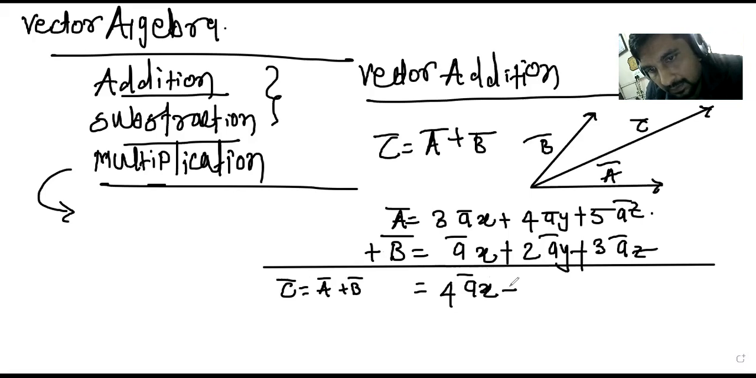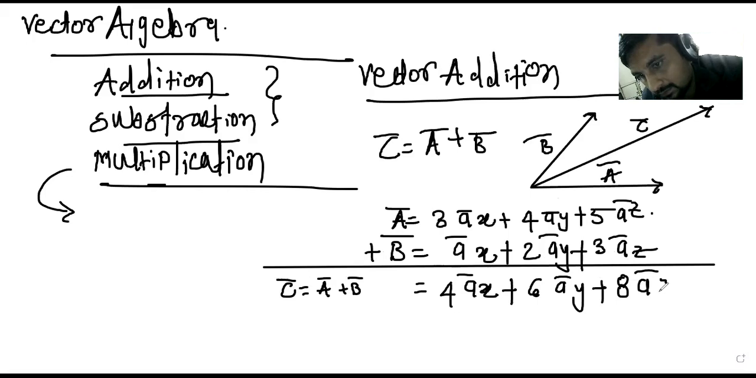4 A bar X plus 4 plus 2, 6 A bar Y plus 5 plus 8, 5 plus 3, 8 A bar Z. So this is the final answer of addition. This is how the vector can be added. Any doubt here up till now?